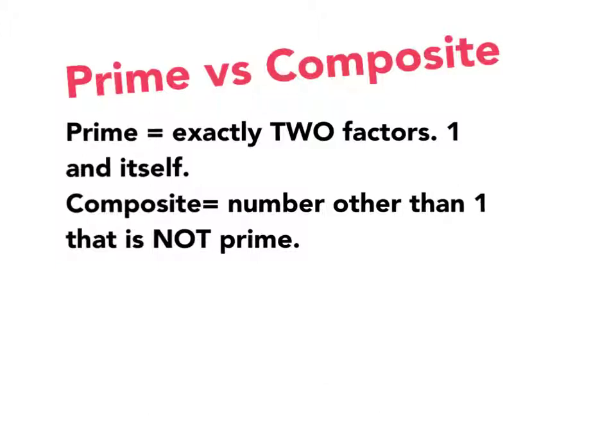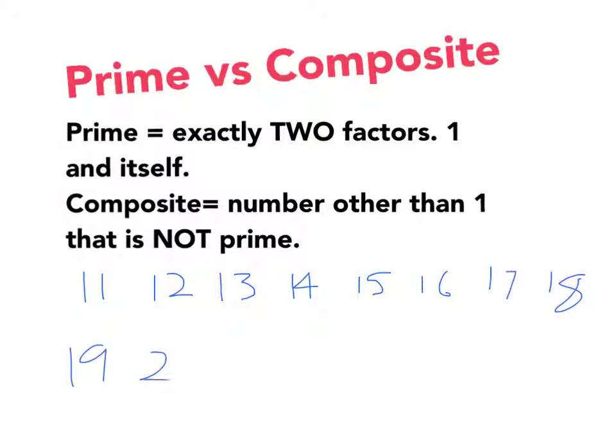Now, how do you work out prime numbers from non-prime numbers? Let's do it. Let's see if we can work out the prime numbers between 11 and 20. So I'm going to write down 11, 12, 13, 14, 15, 16, 17, 18, 19, and 20.